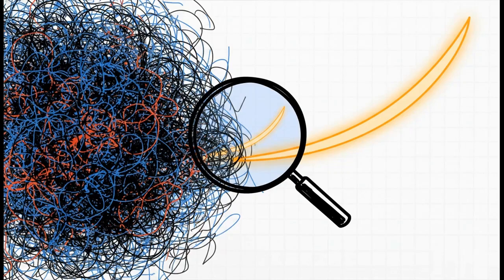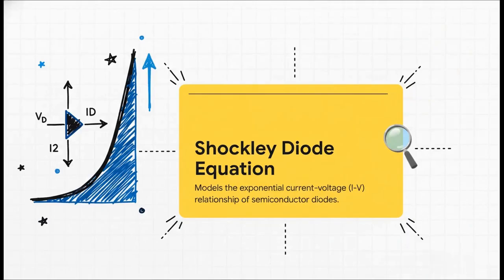Now this might look like total chaos, right? This sudden explosion of current. But it's not. It's actually incredibly predictable. And it all follows one beautiful, precise law of physics. And here it is, the Shockley diode equation. This is the secret recipe. This formula is what perfectly describes that insane exponential curve we just saw. It connects the current, I_D, to the voltage, V_D. It's the mathematical blueprint for how every diode works.